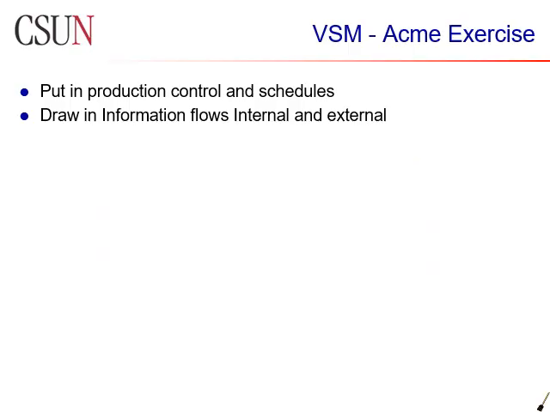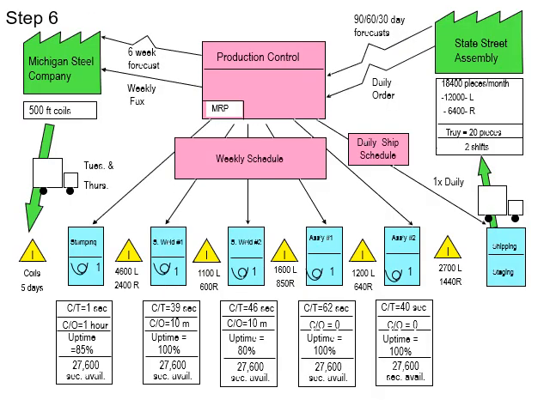Put in information flows, internal and external. Now we're focusing on the information. Information starts with the order. How do we receive the order? In that case, we're receiving daily orders. Are we receiving them paperwork, manual, or electronic? From this figure, it's an electronic order. And we receive extra information here. We receive 30 days forecast, 60 days forecast, and 90 days forecast.